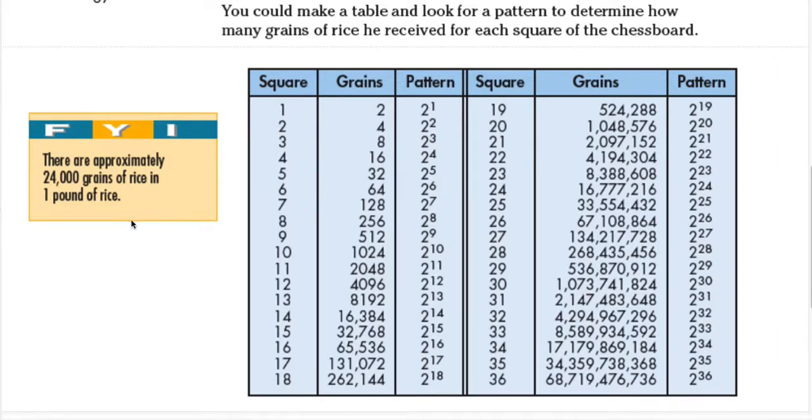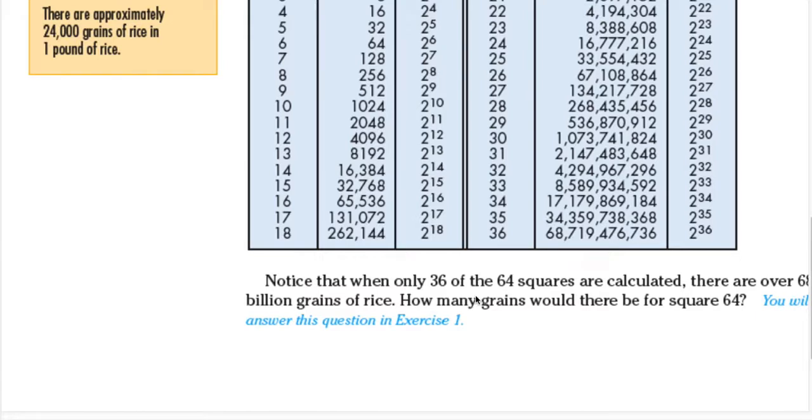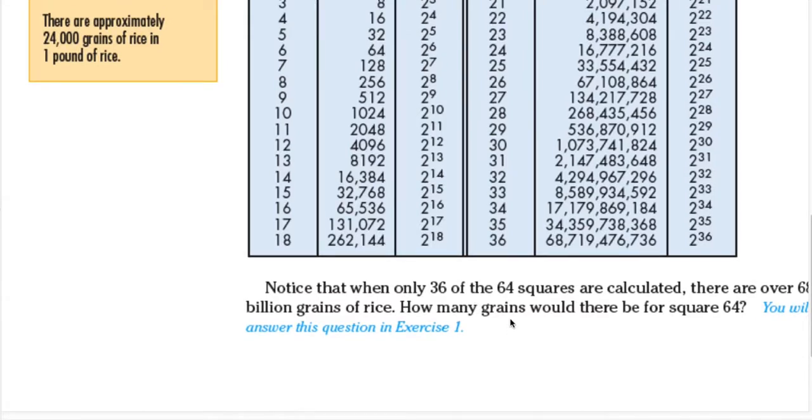Okay, so in this case, if we look at the FYI, there are approximately 24,000 grains of rice in a pound of rice. So if you buy a pound of rice, that's just around 24,000 grains of rice. So the wise man was really wise in doing what he did, because 24,000 would be between the 14th and the 15th square on the chessboard only. Notice that when only 36 of the 64 squares are calculated, there are over 68 billion grains of rice. How many grains would there be for 64? We will solve this in exercise 1.